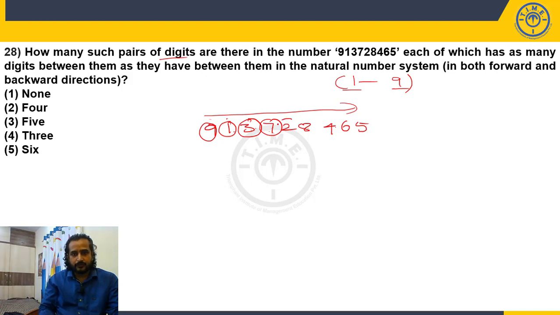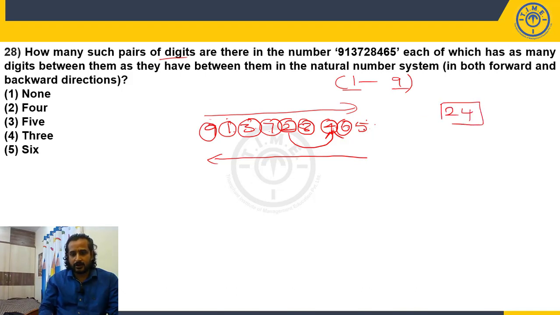Now starting with 2: 2, 3, 4, 5, 6. So 2 and 4 are matching in the forward direction. Starting with 8 and 9, no other. Starting with 4: 4, 5, 6, no. Next, starting with 6, no. So only one pair is matching in the forward direction. We need to check in the backward direction also. In the forward direction, 2, 4.